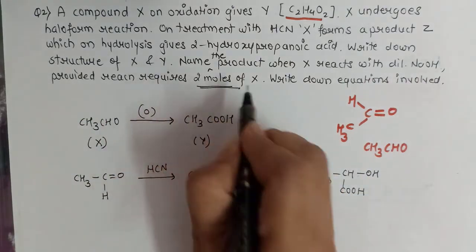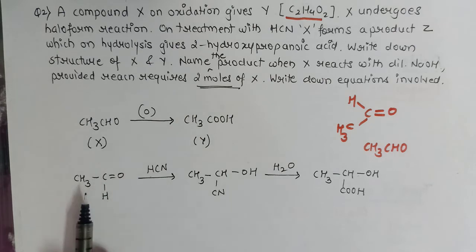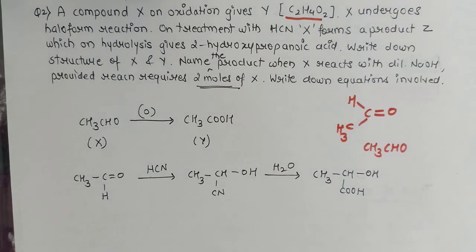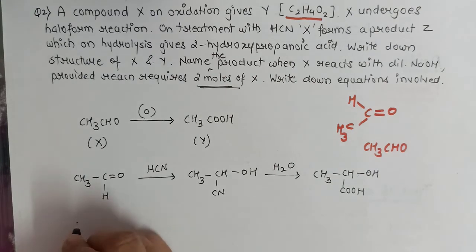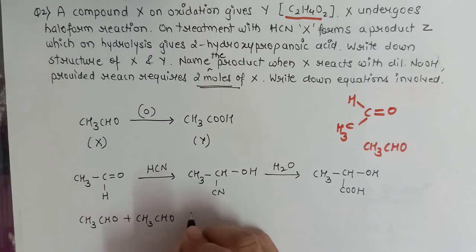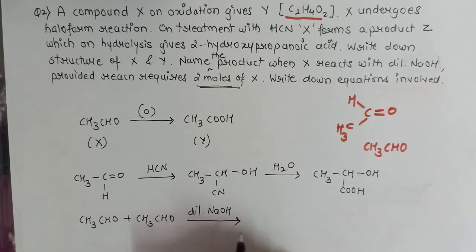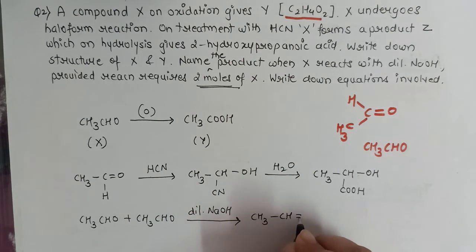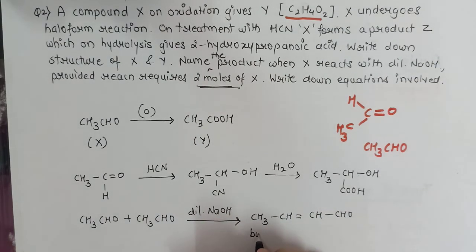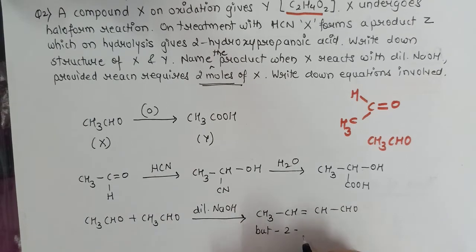Now the last part of the question: name the product when X reacts with dilute NaOH, provided the reaction requires 2 moles of X. Now 2 moles of ethanal in the presence of dilute NaOH shows that it is an aldol condensation reaction. Just now we have studied the aldol condensation reaction. So 2 moles of ethanal when treated with dilute NaOH, we know we get the product but-2-enal. The mechanism I have already shown in the first part of this video.